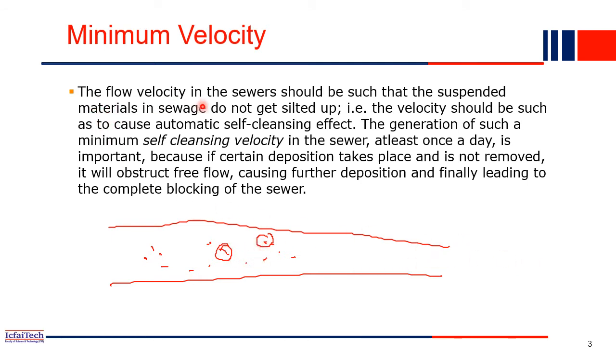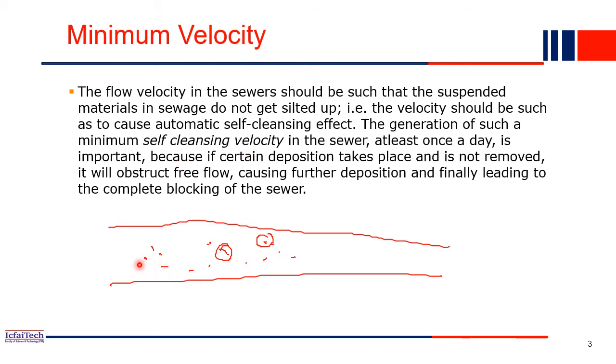So the flow velocity in the sewer should be such that the suspended particles in a sewage do not get silted up. That is, the velocity should be such as to cause the automatic self-cleaning effect. Means if some particles are settled down also, if the velocity is a little bit high, then what will happen? This particle also will move forward and go to the exit point, is not it? So that's why we have to maintain the self-cleaning velocity also.